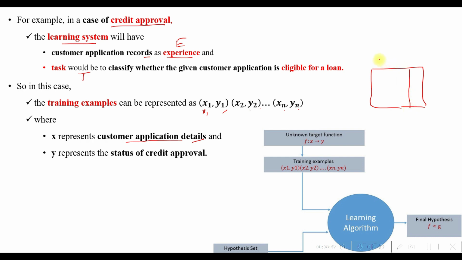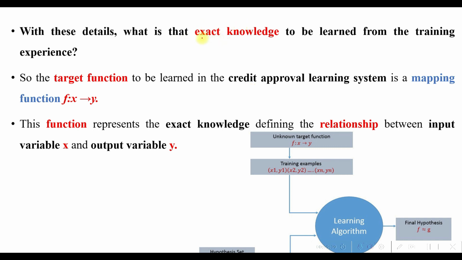So the data set contains two parts, x and y. x is nothing but x1, x2, x3, and so on, and corresponding features are there. Each and every feature contains a corresponding class label. With these details, what is the exact knowledge to be learned from the training experience? The target function to be learned in the credit approval learning system is the mapping function f: x to y. This function represents the exact knowledge defining the relationship between the input variable and the corresponding output variable.